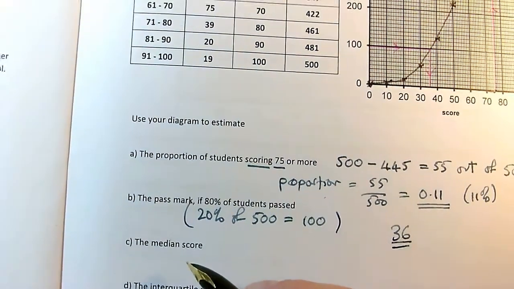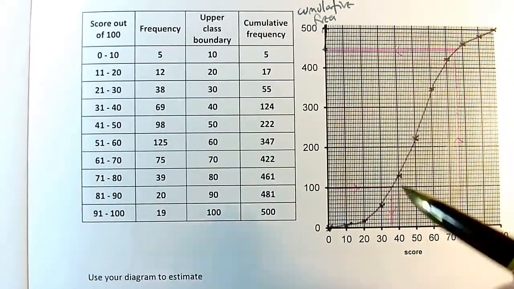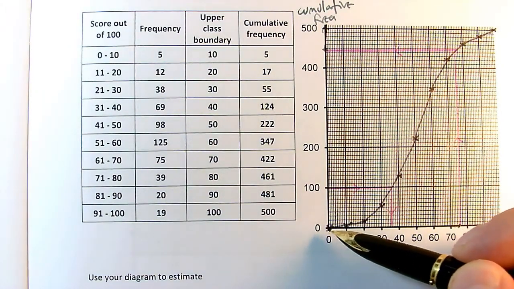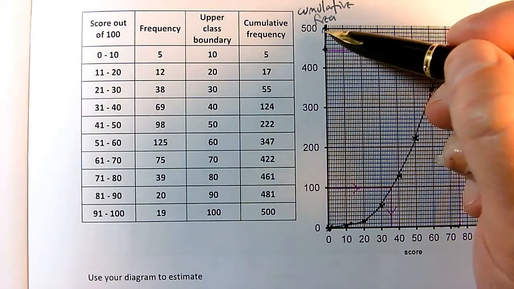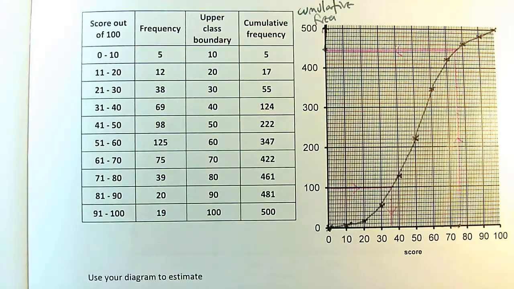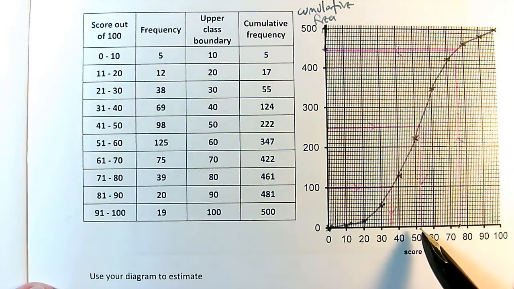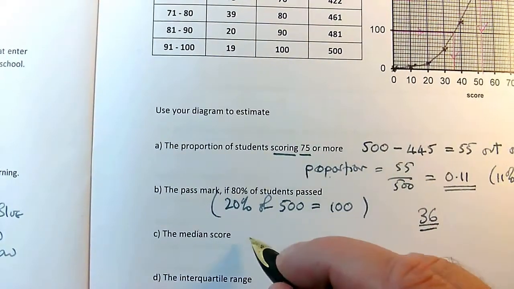The median score. Well, the median is to do with the person in the middle. So I need to be starting again from the cumulative frequency scale. We've got people from the 0th person in rank order up to the 500th person. The person with the median score will be the person bang in the middle at 250. So I need to do just what I did, but starting from 250. Here we go, back from 250 and down, and I make that score 53. So the median score was 53.